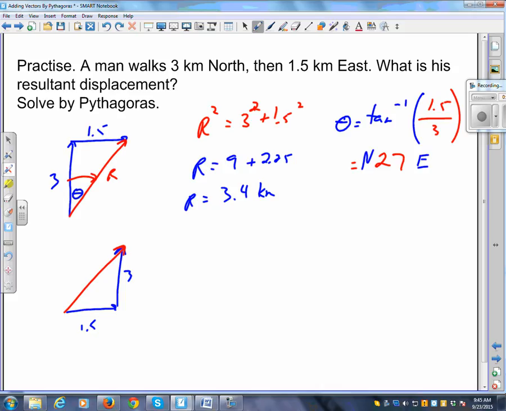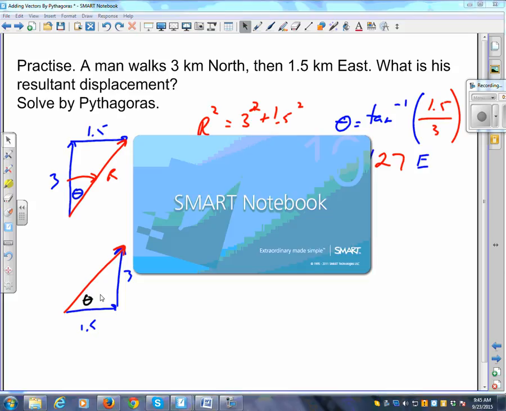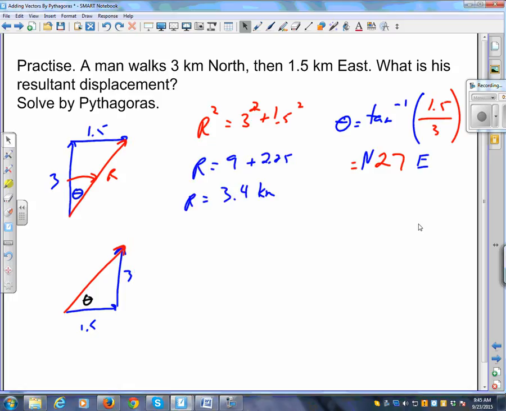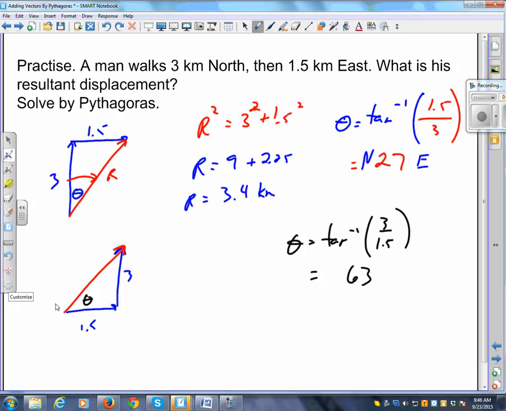And I'm going to do one last one here. What if you drew it this way? Well, here's what happens. Watch real close here, you guys. Here, you're going to have theta equals inverse tan, opposite over adjacent. Now, opposite is 3. Am I going to get the same number? I am not. In fact, I'm going to get 63. Did I do it wrong? No. It's not north 27 east. It's now east 63 north.